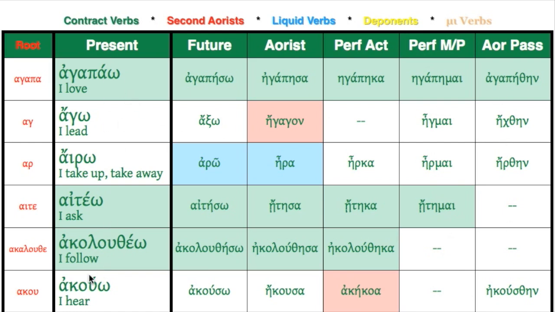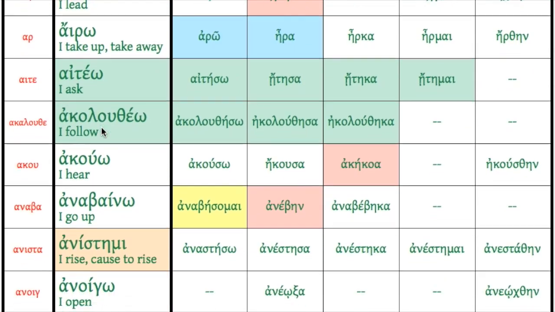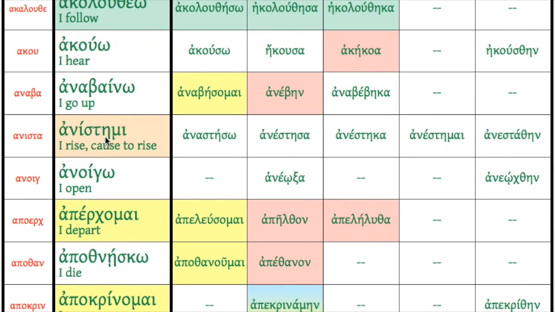So, for example, just looking down the present column for starters here. Notice, okay, agapao, and you can see that I've shaded the boxes depending on what kind of verb it is. So we have contract verbs, which are green shaded, second aorists are red, liquid verbs are blue, for like water, I thought. Deponents are yellow, and mi verbs, which we haven't yet met, are orange. But okay, agapao, a contract. And the normal verbs you can see are just omegas. Okay, here's a mi verb, which we'll get to later.